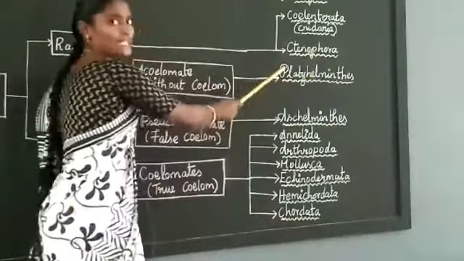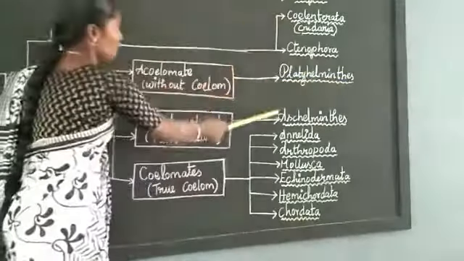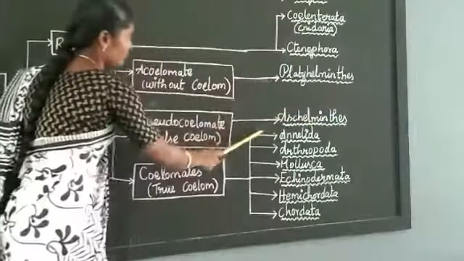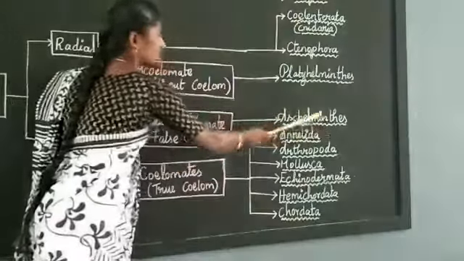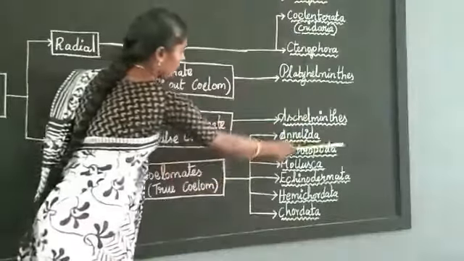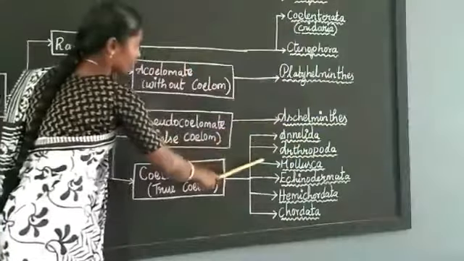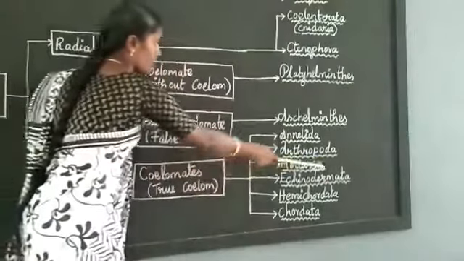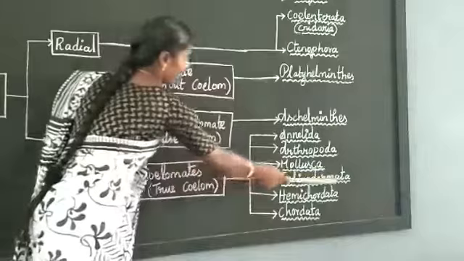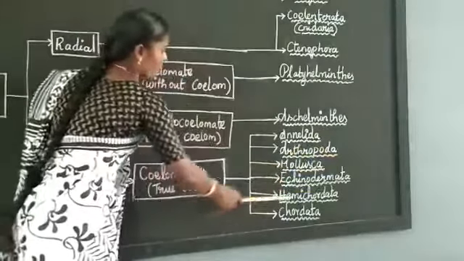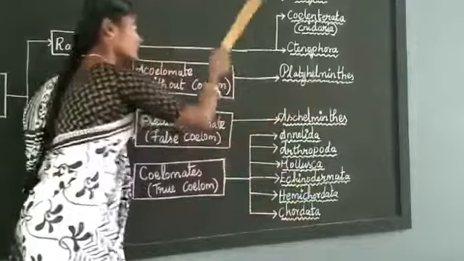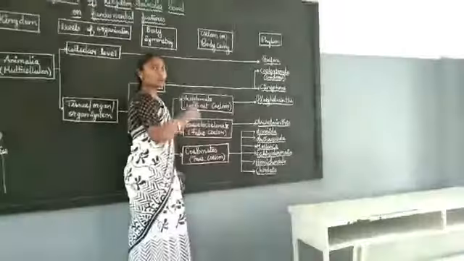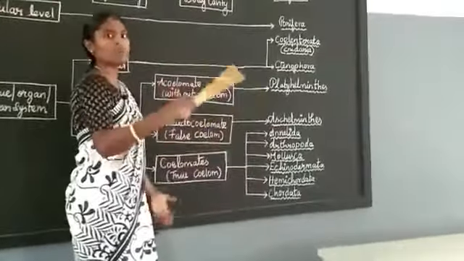Then the fifth one, Aschelminthes. Sixth phylum, Annelida. Seventh phylum, Arthropoda. Eighth, Mollusca. Then phylum Echinodermata. Phylum Hemichordata. Then the last phylum, Chordata. Okay, I repeat it again. This is somewhat difficult to pronounce, so I repeat again. You, along with me, repeat it at your home.